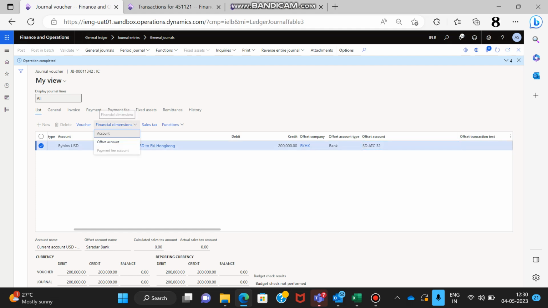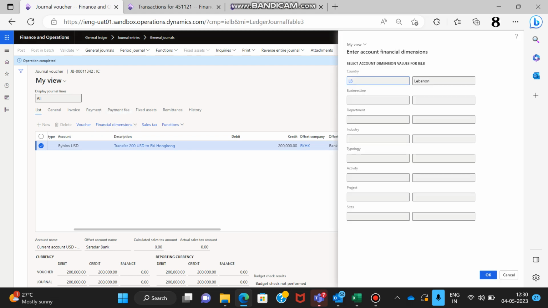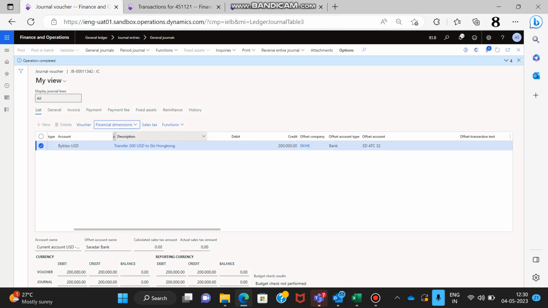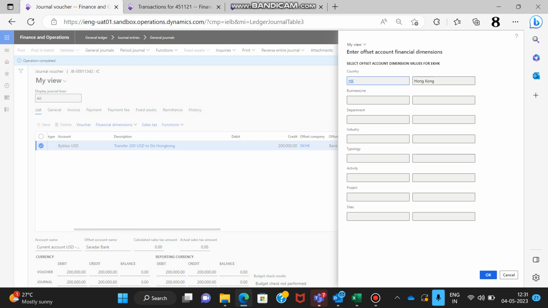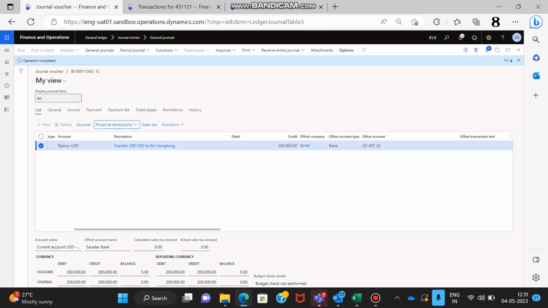For the dimension side, the main account will be IELB because it is accounted in the books of IELB Lebanon, and the second effect we are giving in the books of Ekistruck Hong Kong. So their entity country code is HK. This is how the transaction will be done and posted in the system.